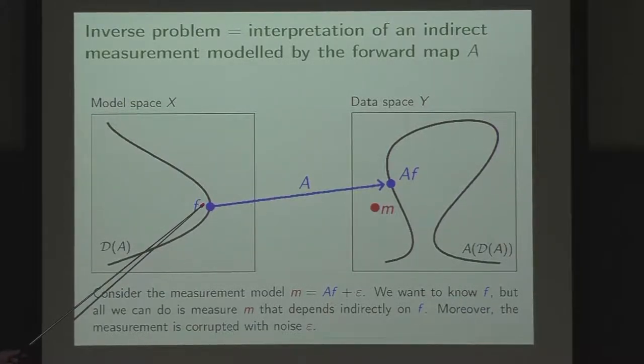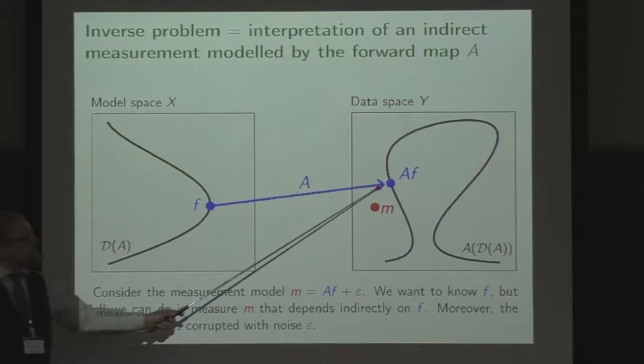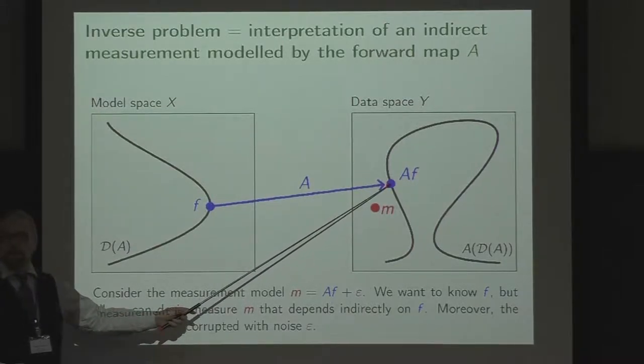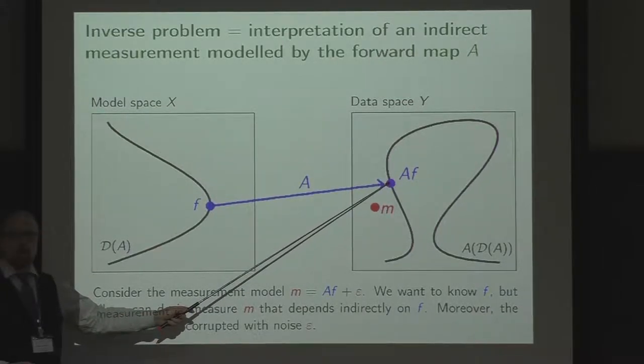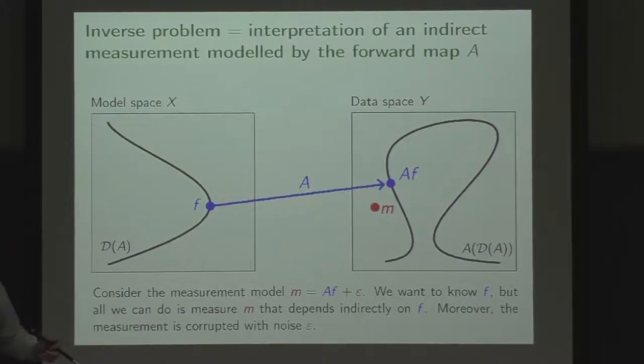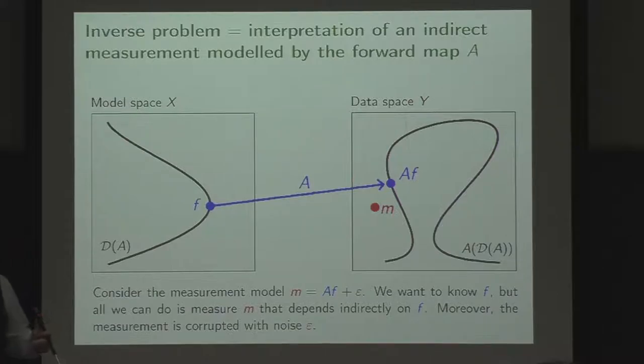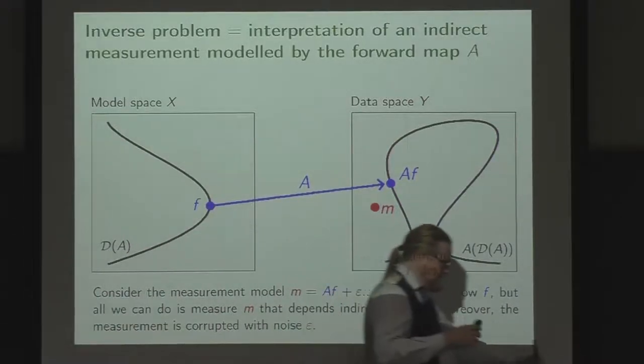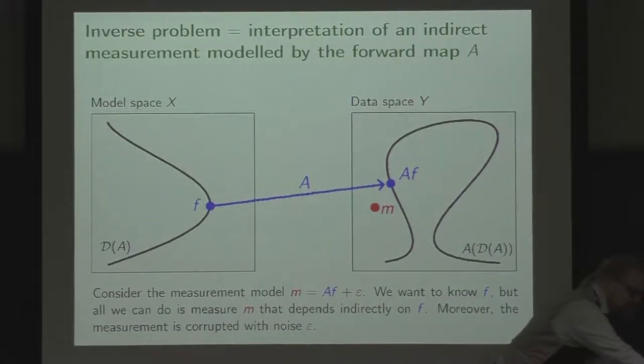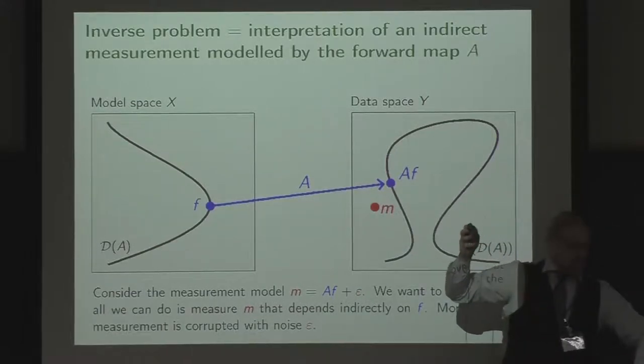And in this picture, it means that the perfect data, AF, if we have our true object F which we want to know, the ideal perfect data, the infinite, oh, do I need a microphone? I forgot about the microphone. Yes, just realized. Every day the same problem, sorry.